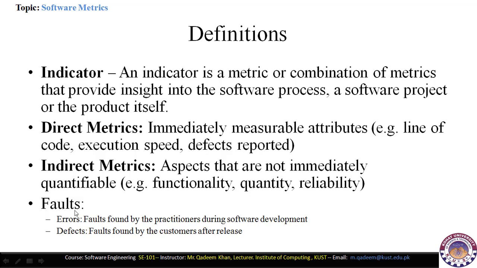Similarly, we have the fault measurements as well. Faults are certain problems, and if the software possesses faults, then the software will not be workable. For example, errors are those faults found by practitioners. Practitioners means developers during the software development. Similarly, defects are those faults found by the customers after the release.